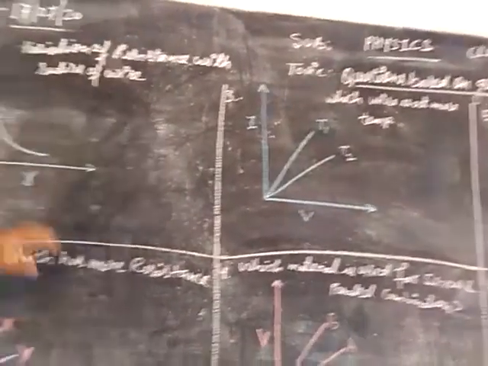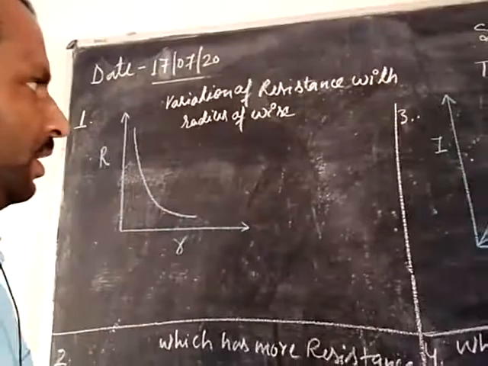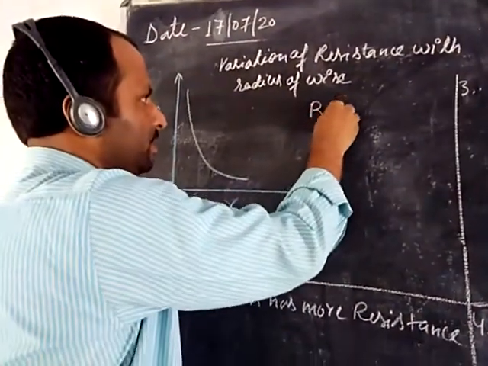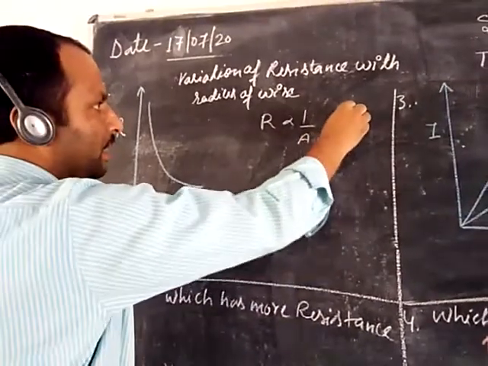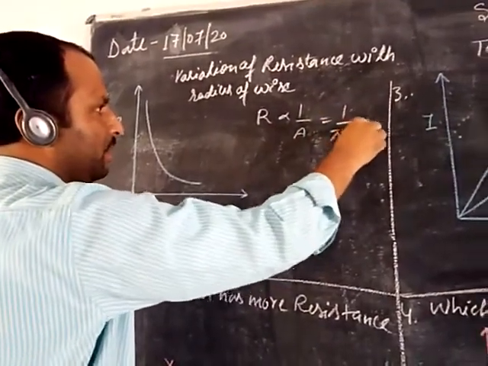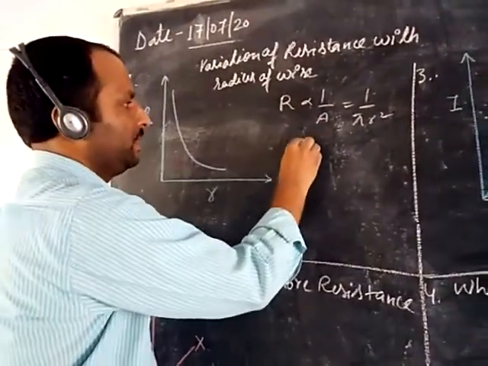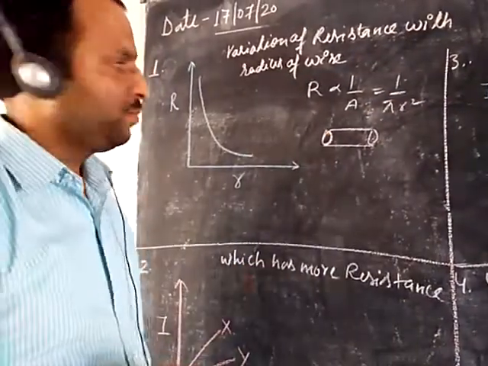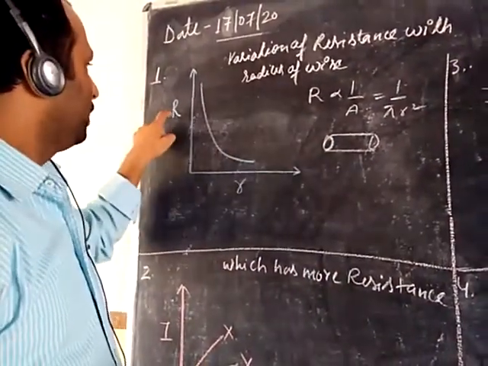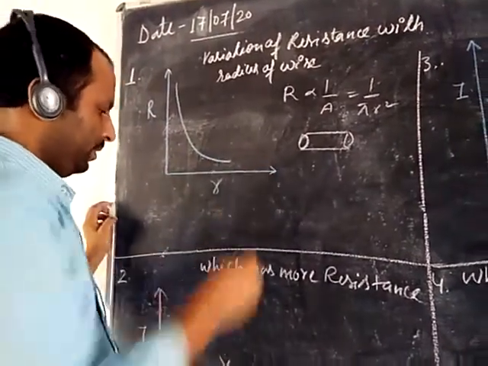First question is question number 1. Variation of resistance with the radius of the wire. We have learned that resistance is inversely proportional to area, and we know that area is pi r square, so resistance is proportional to 1 upon r square, 1 upon the area of the cylindrical wire. So the variation of resistance with the radius of the wire is this way.